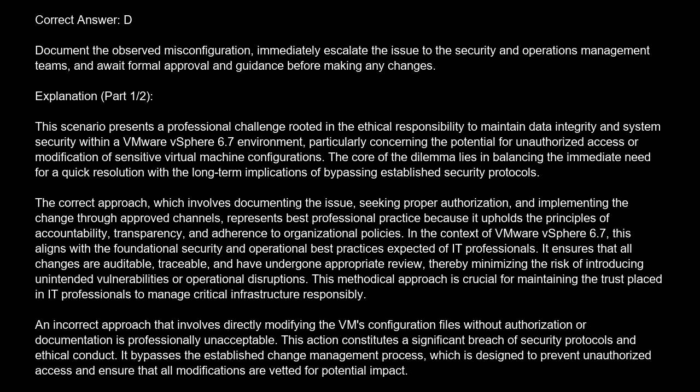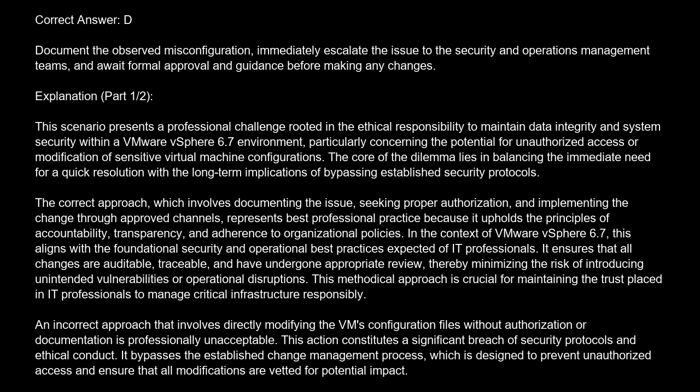Explanation. This scenario presents a professional challenge rooted in the ethical responsibility to maintain data integrity and system security within a VMware vSphere 6.7 environment, particularly concerning the potential for unauthorized access or modification of sensitive virtual machine configurations. The core of the dilemma lies in balancing the immediate need for a quick resolution with the long-term implications of bypassing established security protocols. The correct approach, which involves documenting the issue, seeking proper authorization, and implementing the change through approved channels, represents best professional practice because it upholds the principles of accountability, transparency, and adherence to organizational policies.